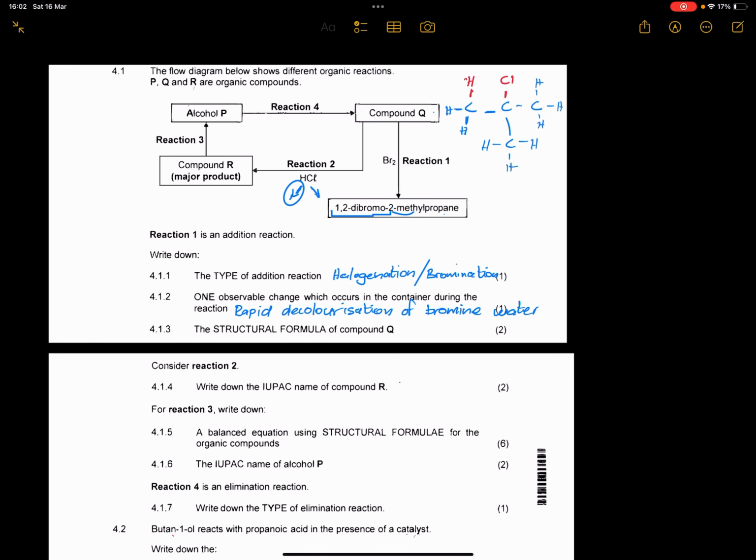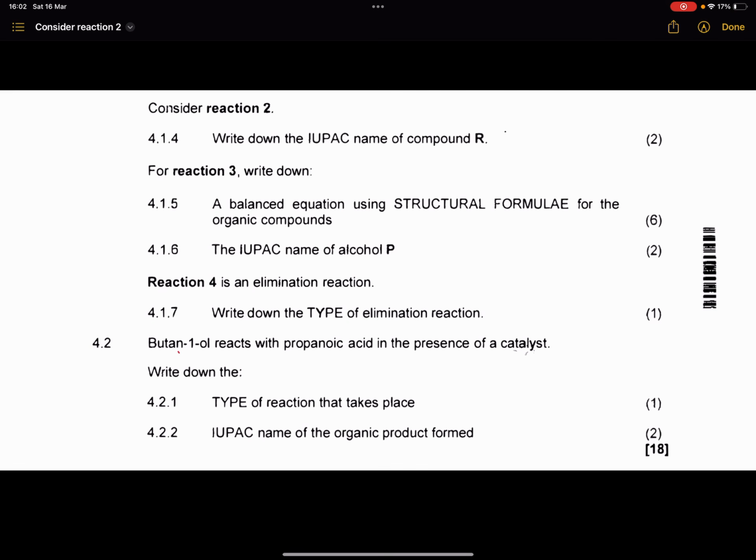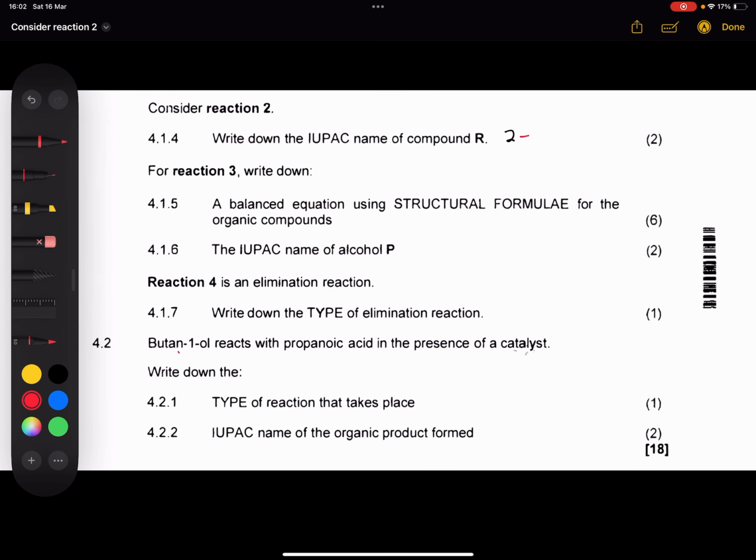So this would be 2-chloro-2-methylpropane, isn't it? In fact, maybe let's write it at the top there. So that's 2-chloro-2-methylpropane. Okay, right, please remember that.